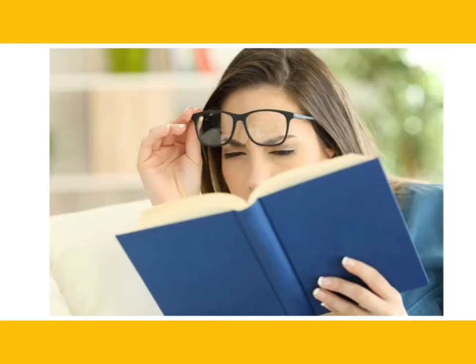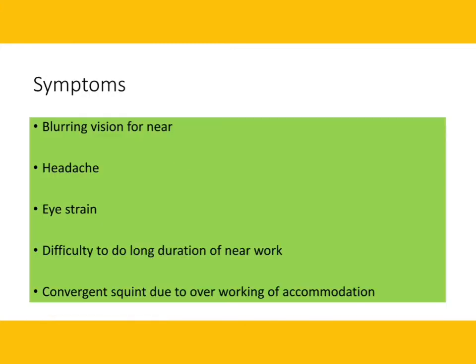Okay, so when the patient comes to your clinic with a complaint of blurring of vision for distance and near, he will have distant blurring of vision like this, and he will have eye strain, headache, and difficulty to see the near object clearly, as I already said why. So these are the symptoms: blurring of vision for near, headache, eye strain, difficulty to do long duration near work, and convergent squint due to overworking of accommodation. Why? Because as in my example I told you that the person has hypermetropia of +1 to +1.5 diopter.